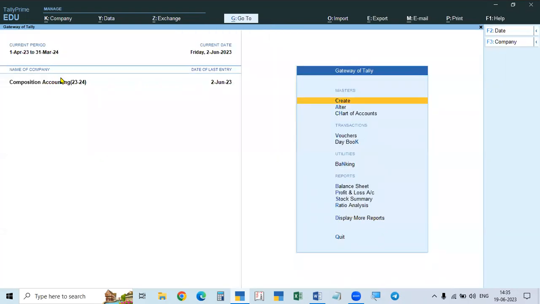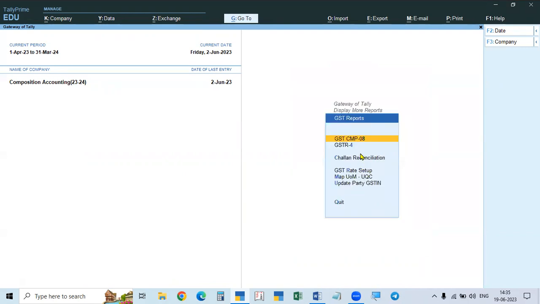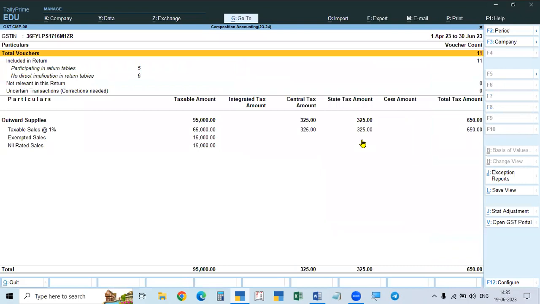Now you see, go to display more reports G, and then GST reports O. See, GST reports O. You got it. So here CMP 08. If you go to CMP 08, this is filed as it is only a statement. It's not a return. That's why it's simply called GST CMP composition statement 08.